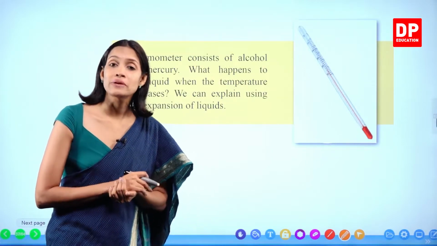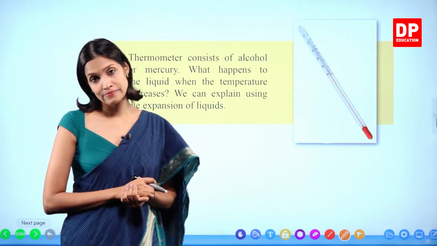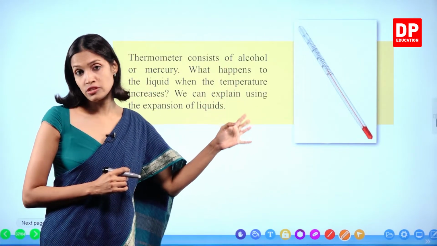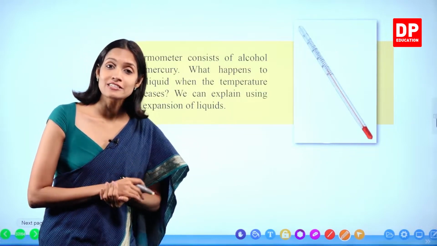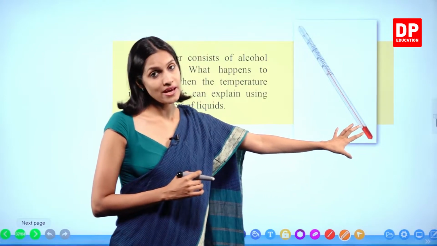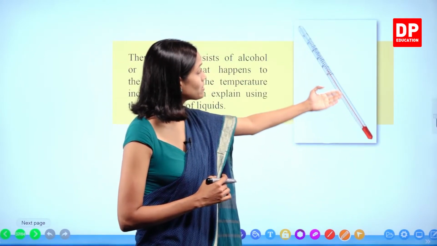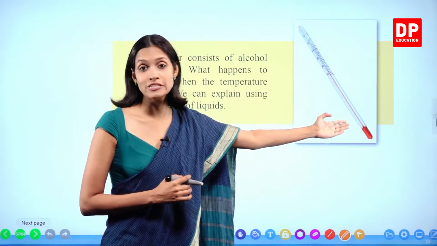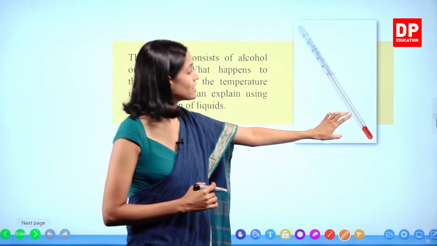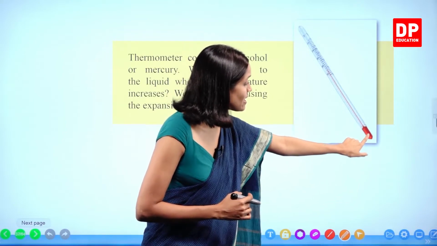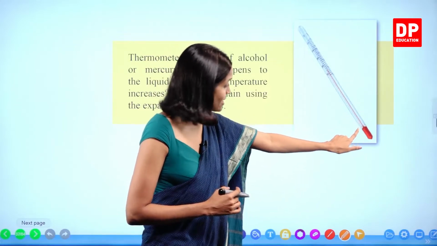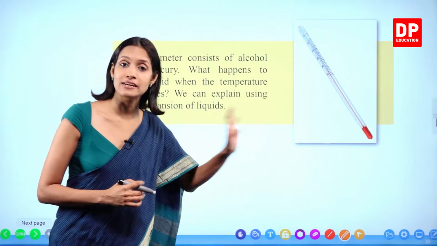Mercury is a liquid metal and it is silver in color. Right, children? And when it comes to alcohol, I told you, alcohol is a colorless liquid. So if we fill this bulb with alcohol, what will happen? You cannot see how it moves through this thermometer. Therefore, here we use colored alcohol. Look at this one. This is a red color bulb. This is filled with colored alcohol. Right, children? Because mercury is silver in color.